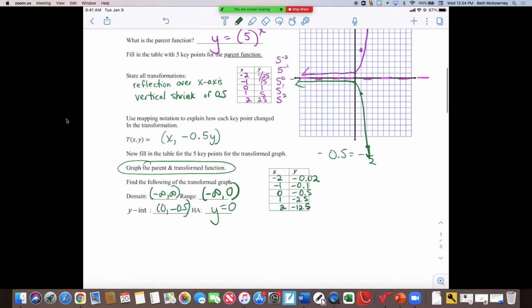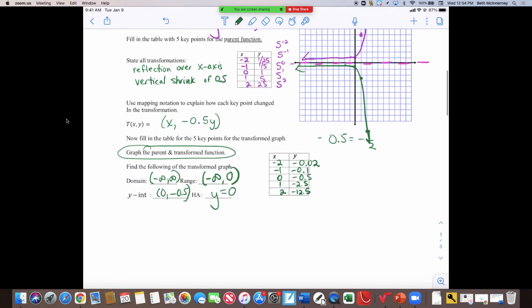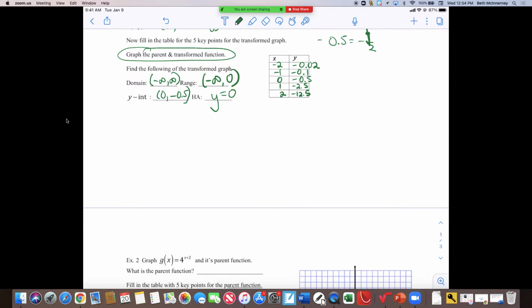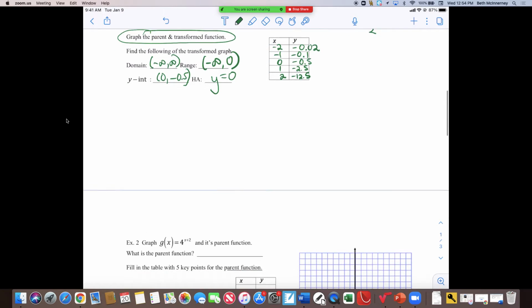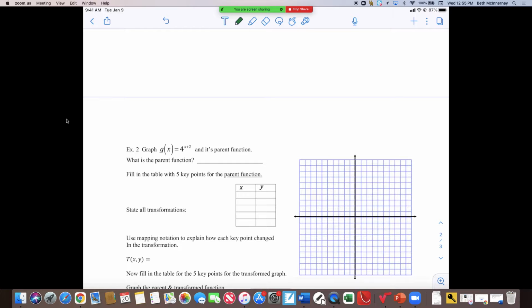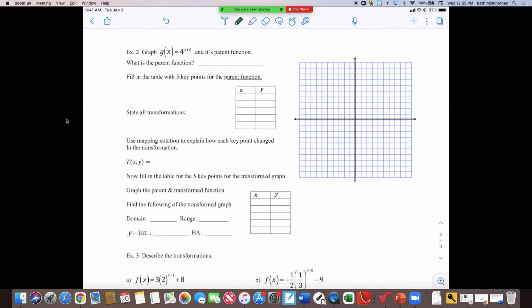All right, I want you to try example 2. I'm going to pause and give you 3 or 4 minutes head start on me, and I want to see how far you can get before I start it. I'm going to walk around the room and ask questions. State your parent function equation. Fill in the table with 5 key points to the parent function. Do your mapping notation. Get as far as you can.